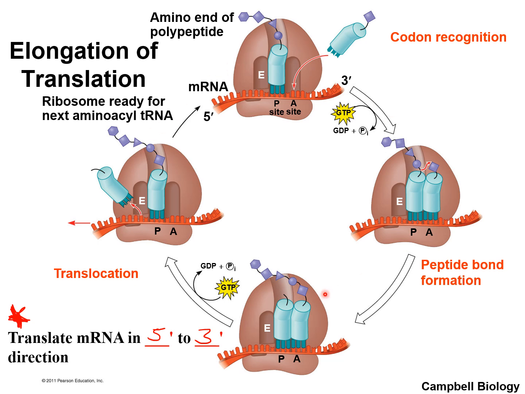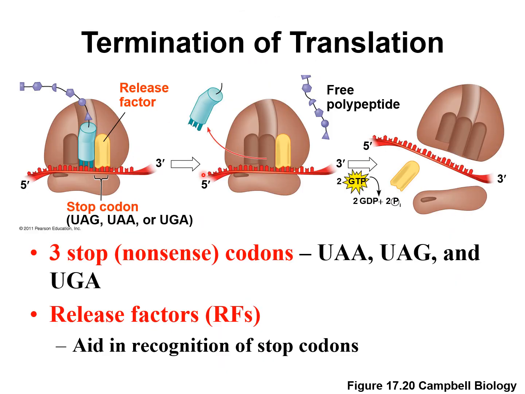And then we just start over, and we just keep going until we get to the stop codon, which you don't need to memorize any of these, but there's 3 different stop codons. And when we get to the stop codon, a release factor comes in, which is just a protein that will make everything fall apart. And the protein gets released, messenger RNA gets released, and the ribosome falls apart.